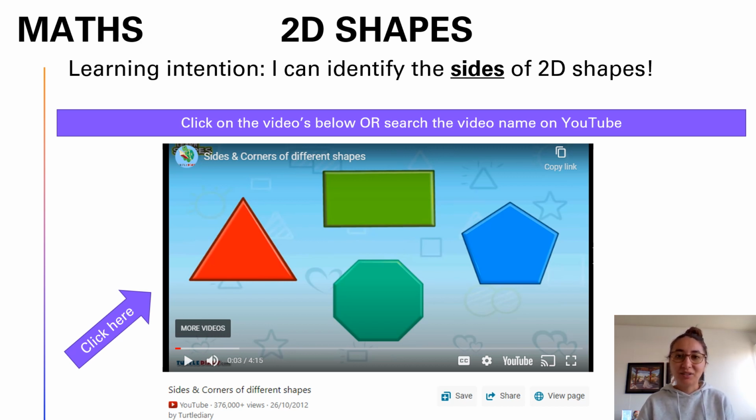I'm going to ask you to please pause this video and watch this YouTube clip on sides and corners of different shapes. After you've watched this little mini lesson, you can come back to this video and continue and watch Mrs. Dubé.